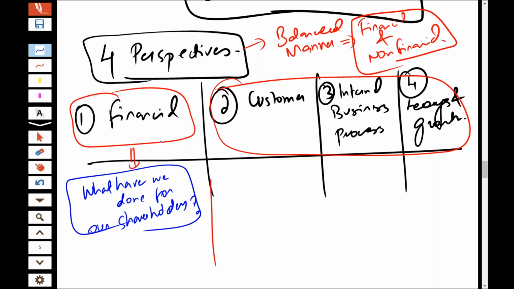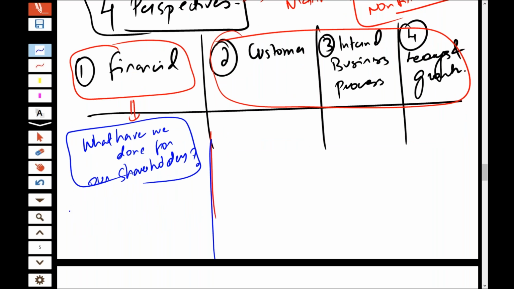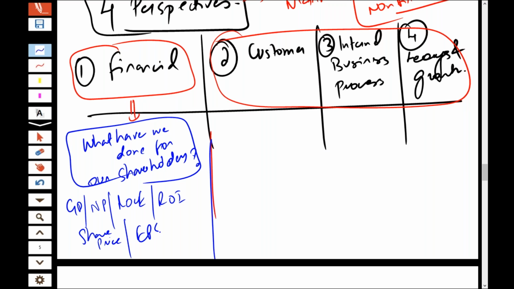your shareholders. Now, how do we get to know our financial performance? It could be through the different ratios, the GP margin, the NP margin, the return on capital employed, the return on investment, the share price, the EPS, etc. All profitability ratios and all investor ratios could be combined here.